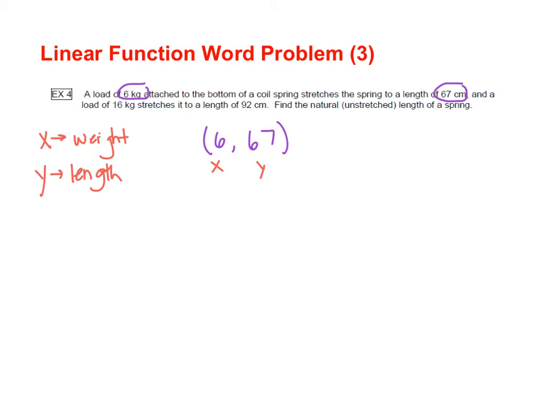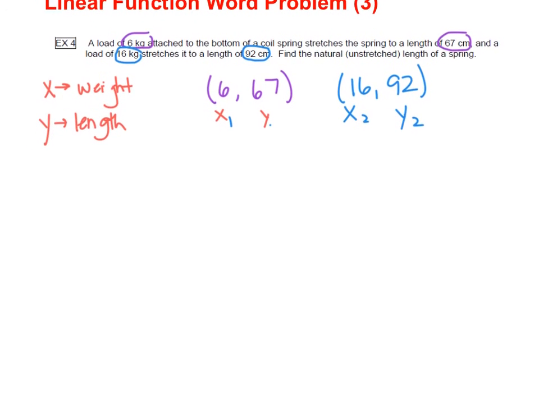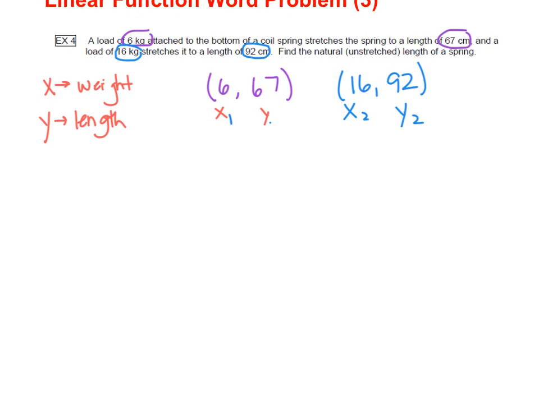All right, so now we've got our second piece of information. 16 kilograms stretches the coil to 92 centimeters. So 16 and 92. So you have your x1, your y1, your x2, your y2. I don't know if you guys have noticed that these problems are all very similar. We start by finding the slope. So y2 minus y1 over x2 minus x1.